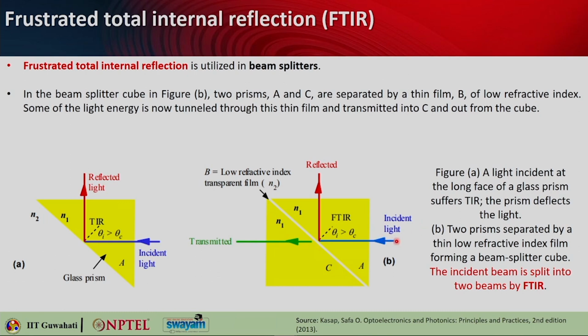So what is happening is that the incident light will now get split into two ways. One is the reflected one and the other is the transmitted one, and that is how a beam splitter works. Some portion of the light energy is now able to tunnel through this thin film, and it can get transmitted into C and finally out of the cube. So this is a very important device that people have used and continue to use, the beam splitter, which is based on this frustrated total internal reflection effect.